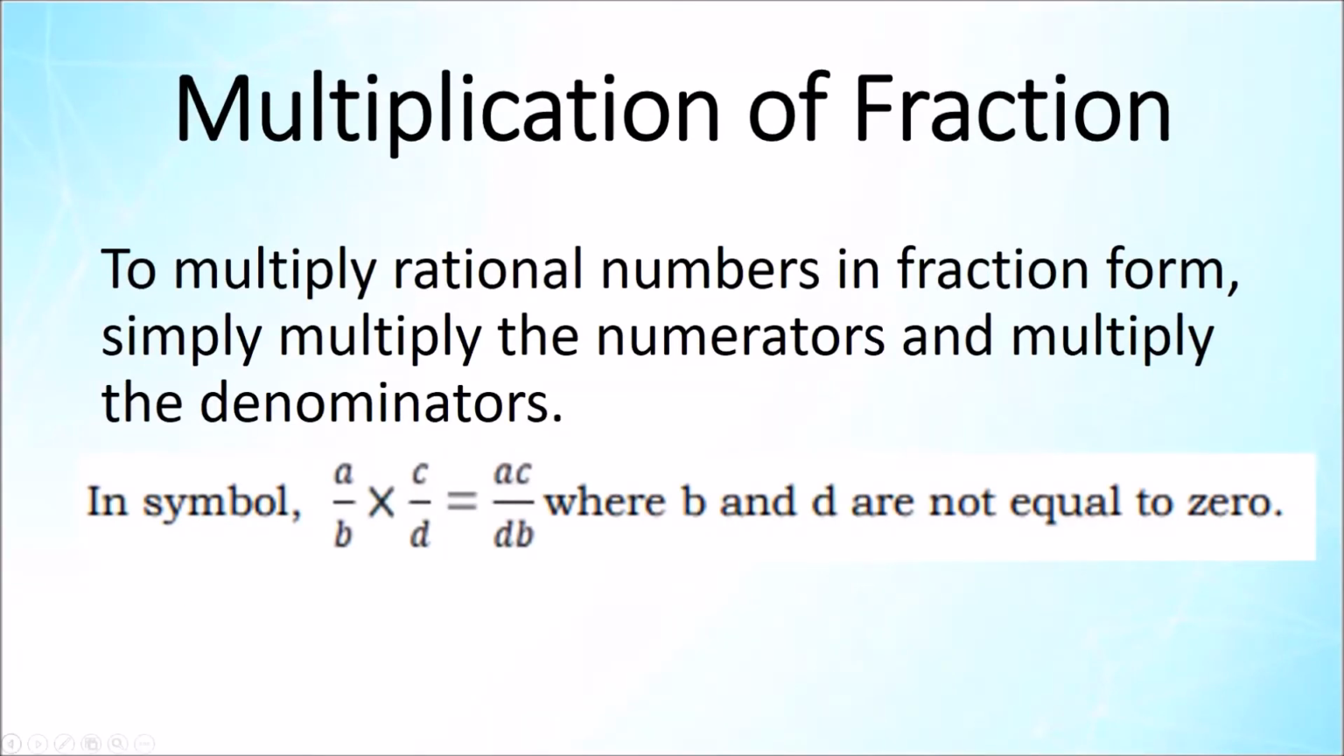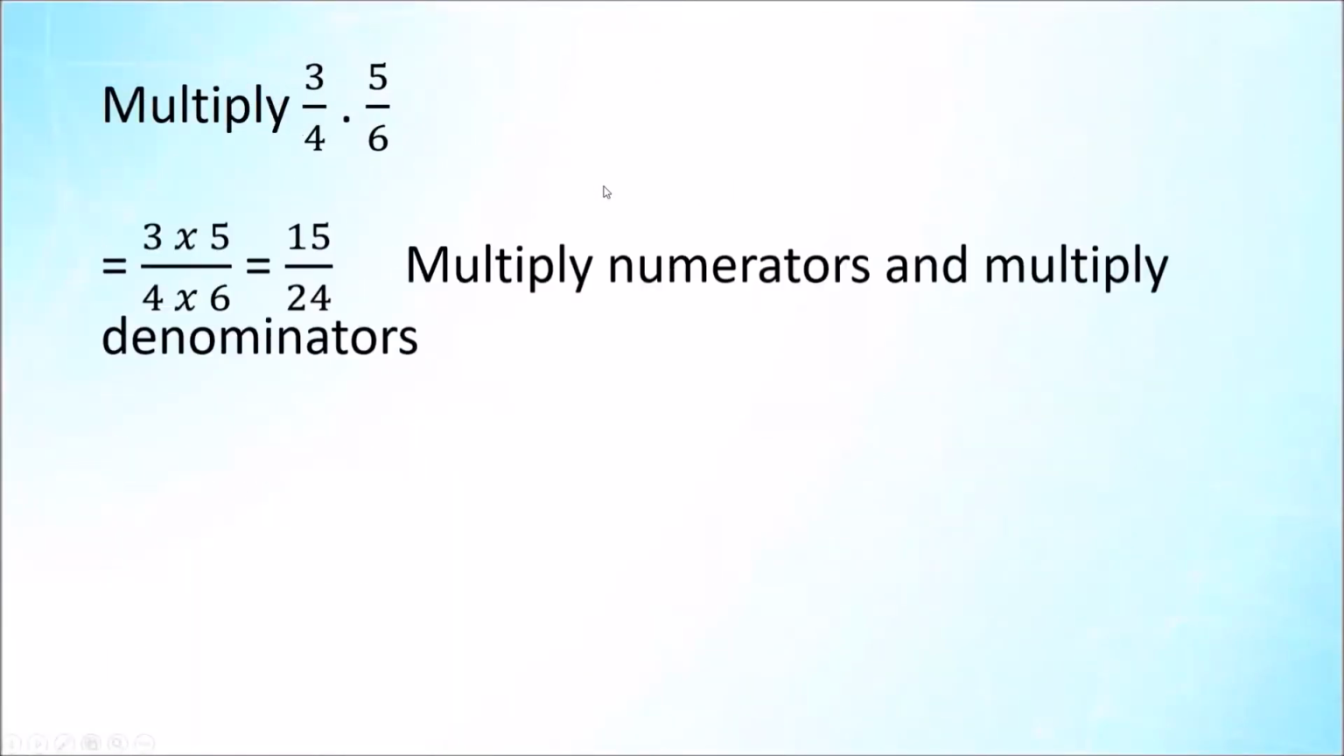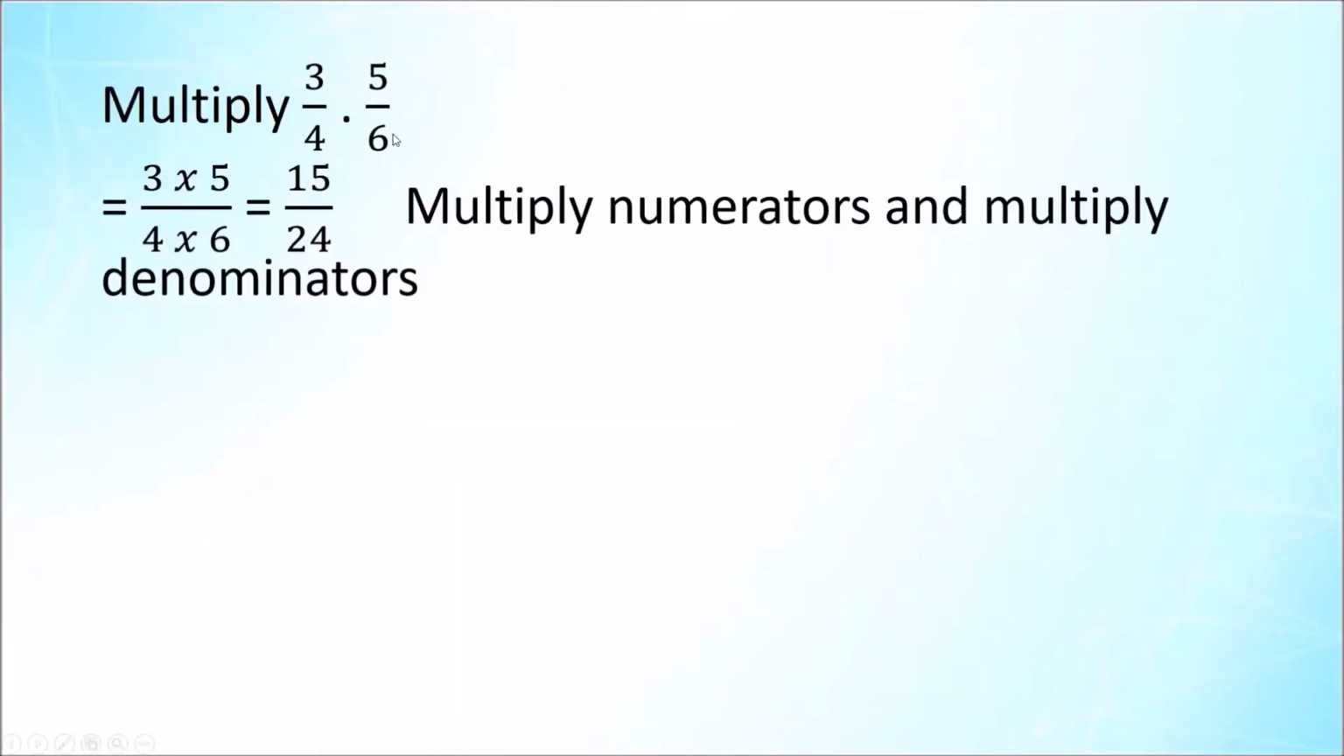To multiply rational numbers in fraction form, simply multiply the numerators and multiply the denominators and simplify the fraction or the product. So in symbol, a over b times c over d is equal to a times c over b times d, where b and d are not equal to 0. Example, multiply 3/4 times 5 over 6. So, multiply the numerators. 3 times 5 is equal to 15. All over the denominator, 4 times 6 is equal to 24.